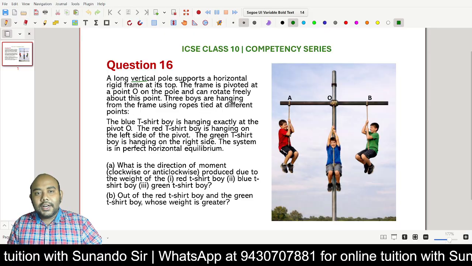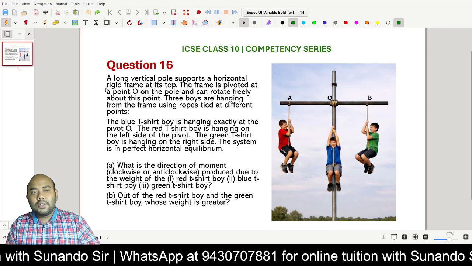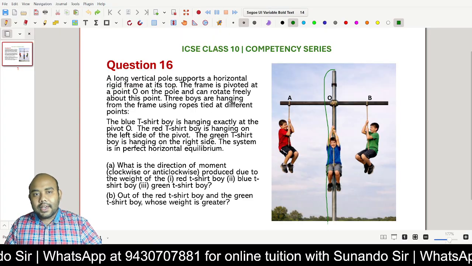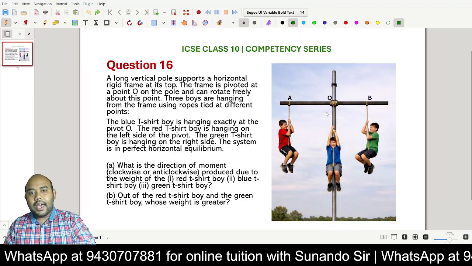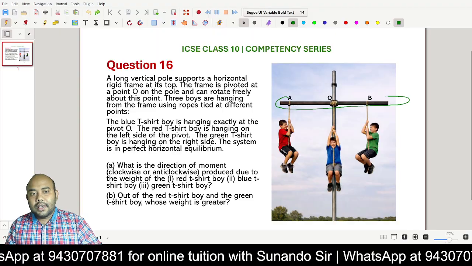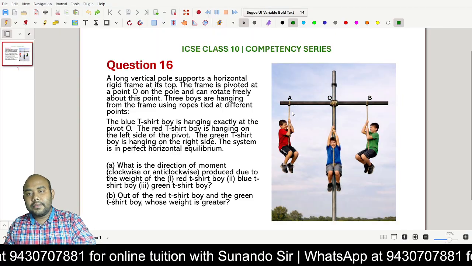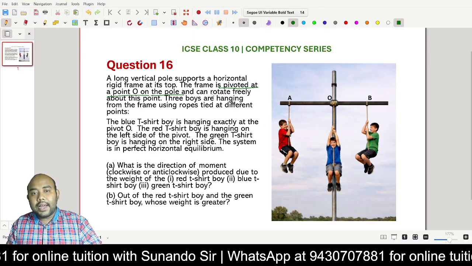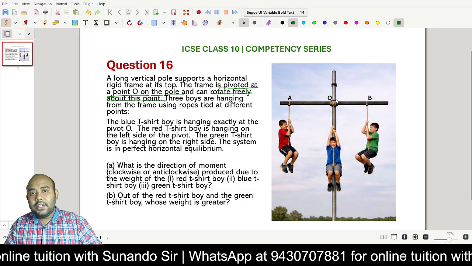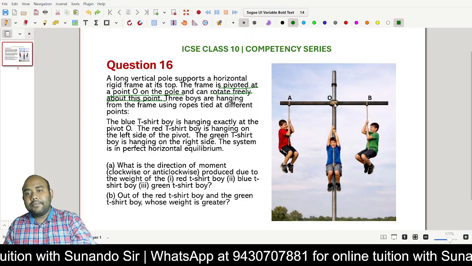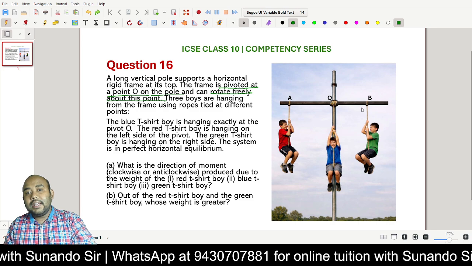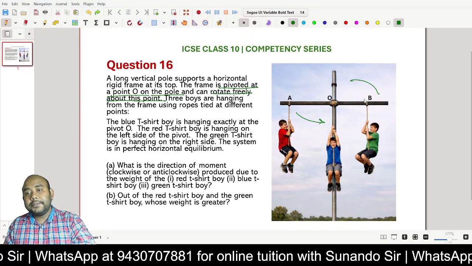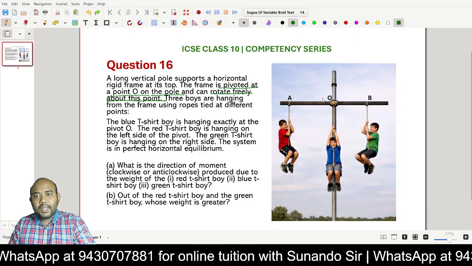A long vertical pole supports a horizontal rigid frame at its top. तो यहाँ पर ये है एक vertical pole and यहाँ पर ये जो है ये है एक horizontal rigid frame. Okay, the frame is pivoted at point O on the pole and can rotate freely about this point. तो यहाँ पे तुम्हें ये point O दिख रहा है, इस point O पर ये pivoted है and it can even rotate freely. ऐसे घूम सकता है किसी भी डायरेक्शन में, it can rotate freely. ठीक है, pivoted है point O पर.